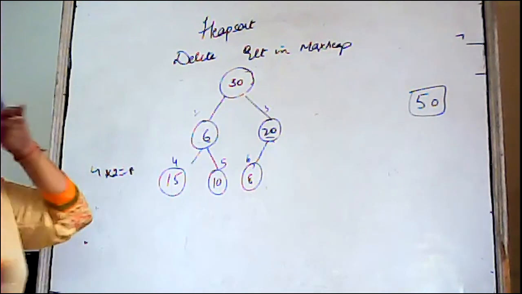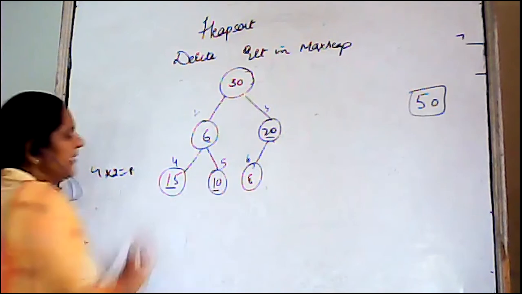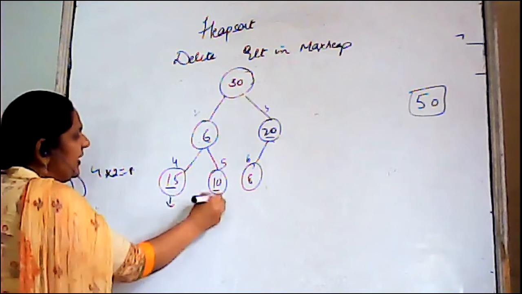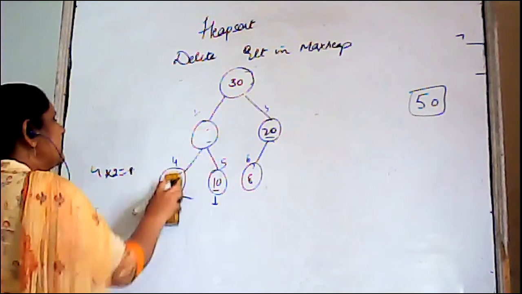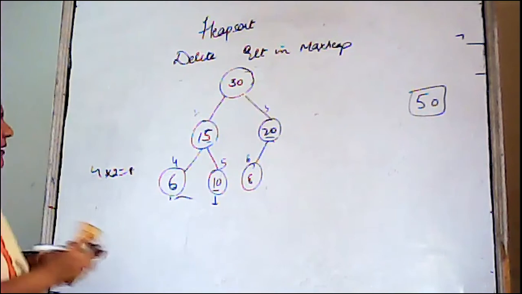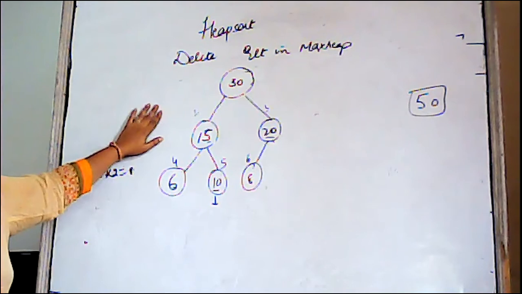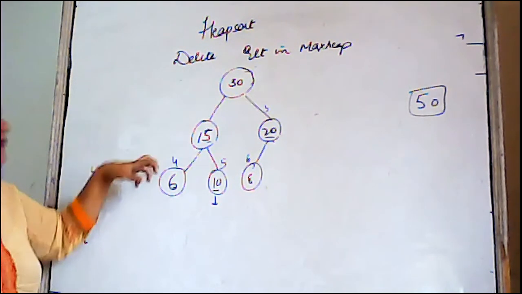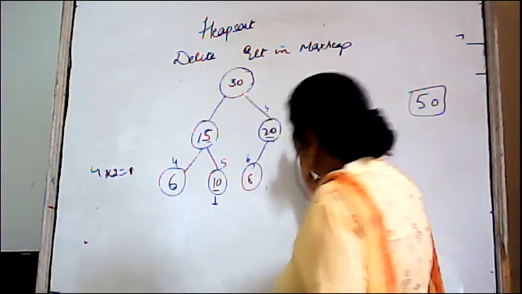Now you see 6 has two descendants, 15 and 10, and it is smaller than both of them. Out of 15 and 10, which is greater? 15. So we swap 6 with 15. So 15 will come here and 6 will go down. Now you see this tree is satisfying the max heap property: the root of every subtree is greater than its child nodes.